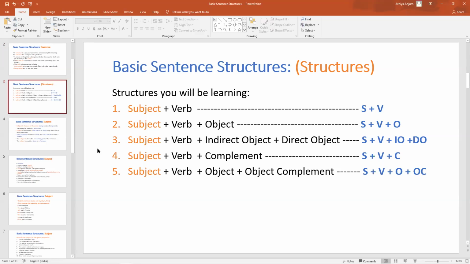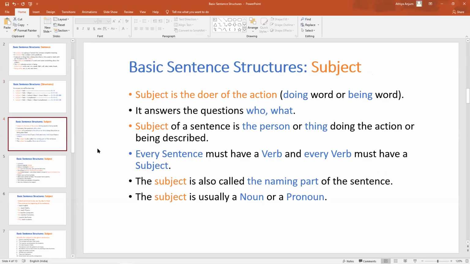For SV, which verb will you be using? Intransitive verb. And for subject verb object, SVO, you will use a transitive verb, right? Then how will you identify the subject? By asking a question like who or what. The answer will be your subject. So don't get confused. Wherever you have a prepositional phrase, that cannot be your subject. The subject should be free of a prepositional phrase, right?